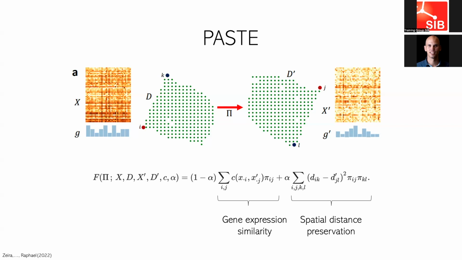So if you optimize this, and I don't know how you optimize this actually to get these mappings, you end up with the best possible mapping that maximizes gene expression similarity between matching spots and preserves distances between pairs of spots on the two sections.